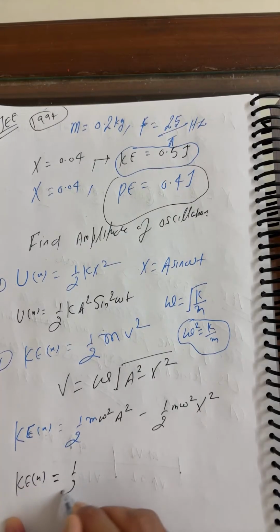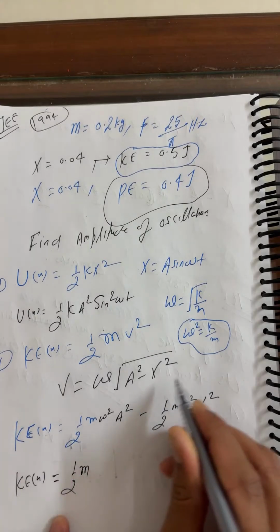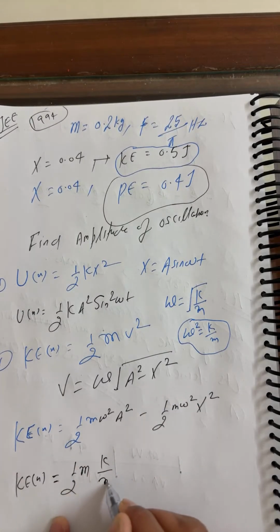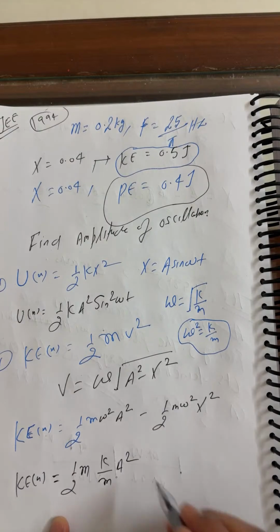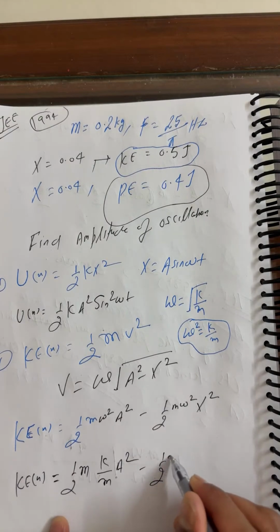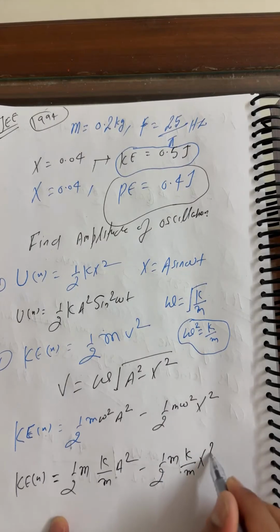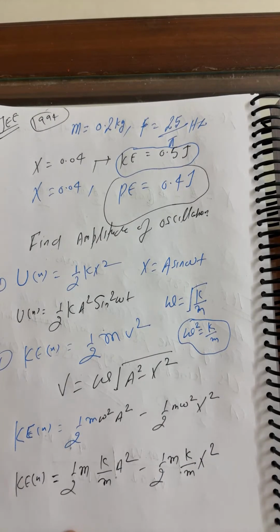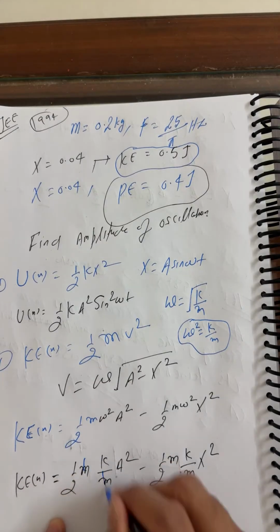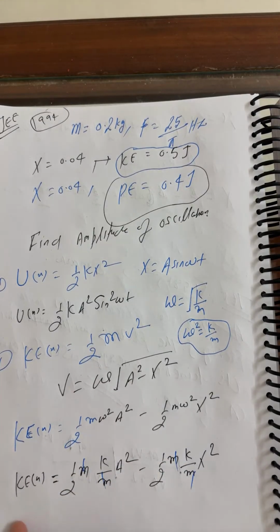So this is half m omega square, which you can write as k upon m into a square, minus half m omega square, which you can write as k upon m into x square. You can easily see that the m cancels with the m. So you can write the kinetic energy as a function of x: half k a square minus half k x square.